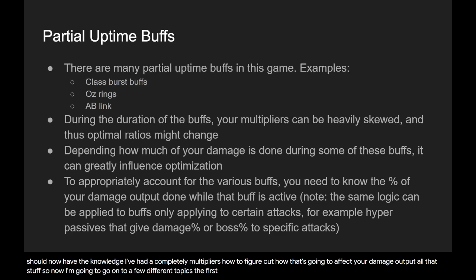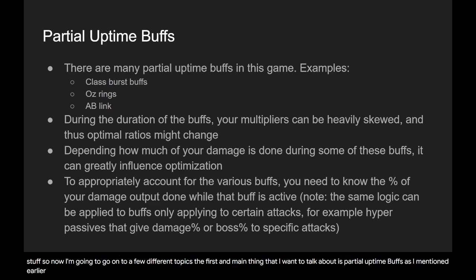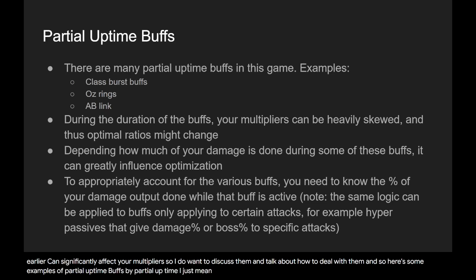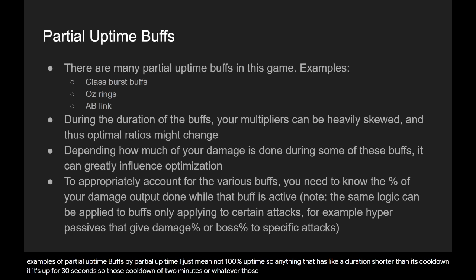The first and main thing that I want to talk about is partial uptime buffs. As I mentioned earlier, these are often overlooked, but they can significantly affect your multipliers. So I do want to discuss them and talk about how to deal with them. Here are some examples of partial uptime buffs. By partial uptime, I just mean not 100% uptime, so anything that has a duration shorter than its cooldown. It's up for 30 seconds, so there's a cooldown of 2 minutes or whatever. Those buffs are partial uptime buffs.